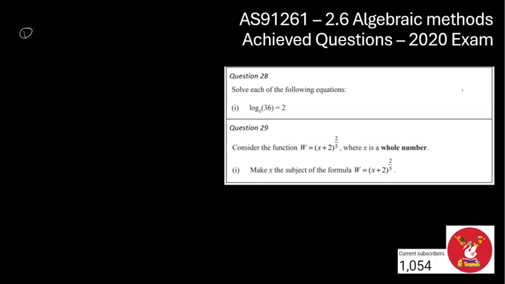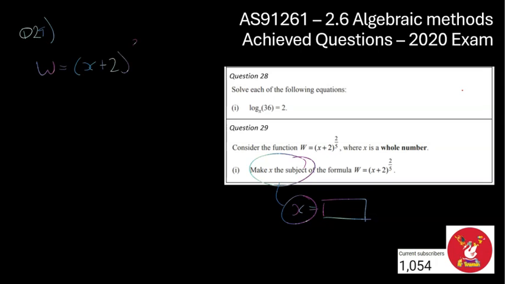We are now on to question number 29 from the website link. There it is. We've got this expression here, and we've been asked to make x the subject. Just to clarify, when it says make x the subject, that means x is equal to something else, so we need the x by itself. Let's start by jotting down the question: w is equal to (x plus 2) to the power of 2 over 5.